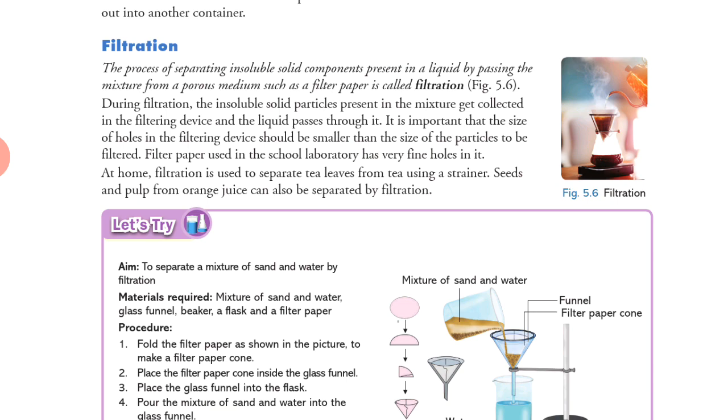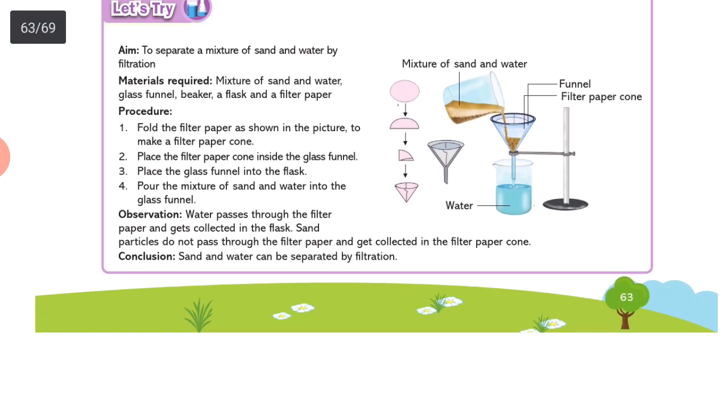At home, filtration is used to separate tea leaves from the tea using a strainer. Seeds and pulp from orange juice can be separated by filtration. These are some common practices done at home.